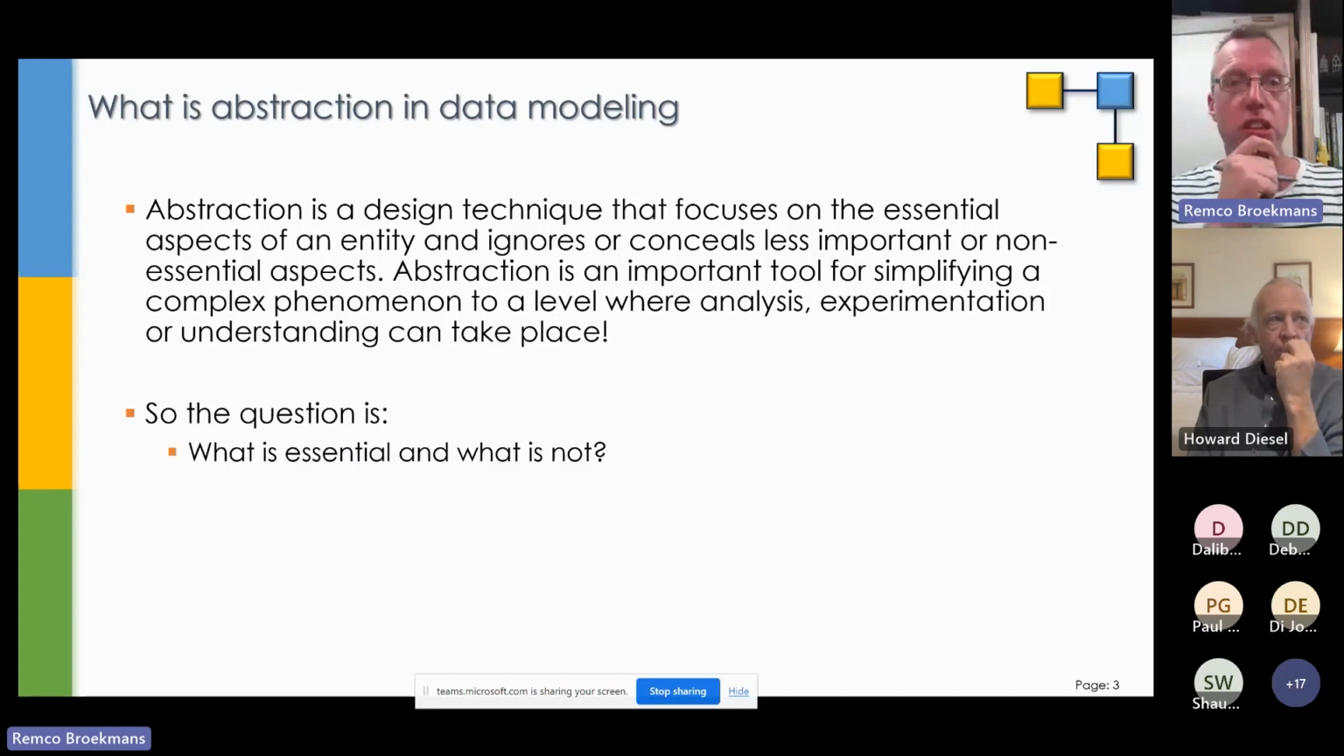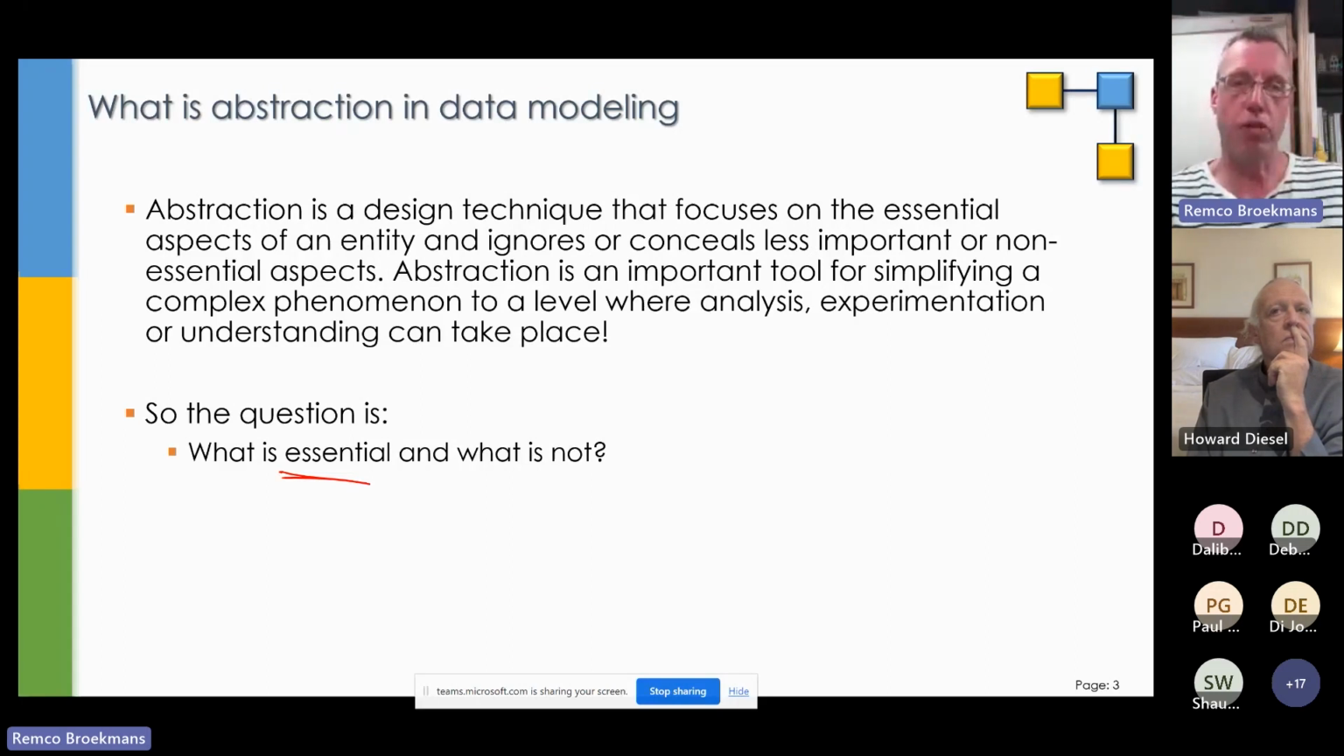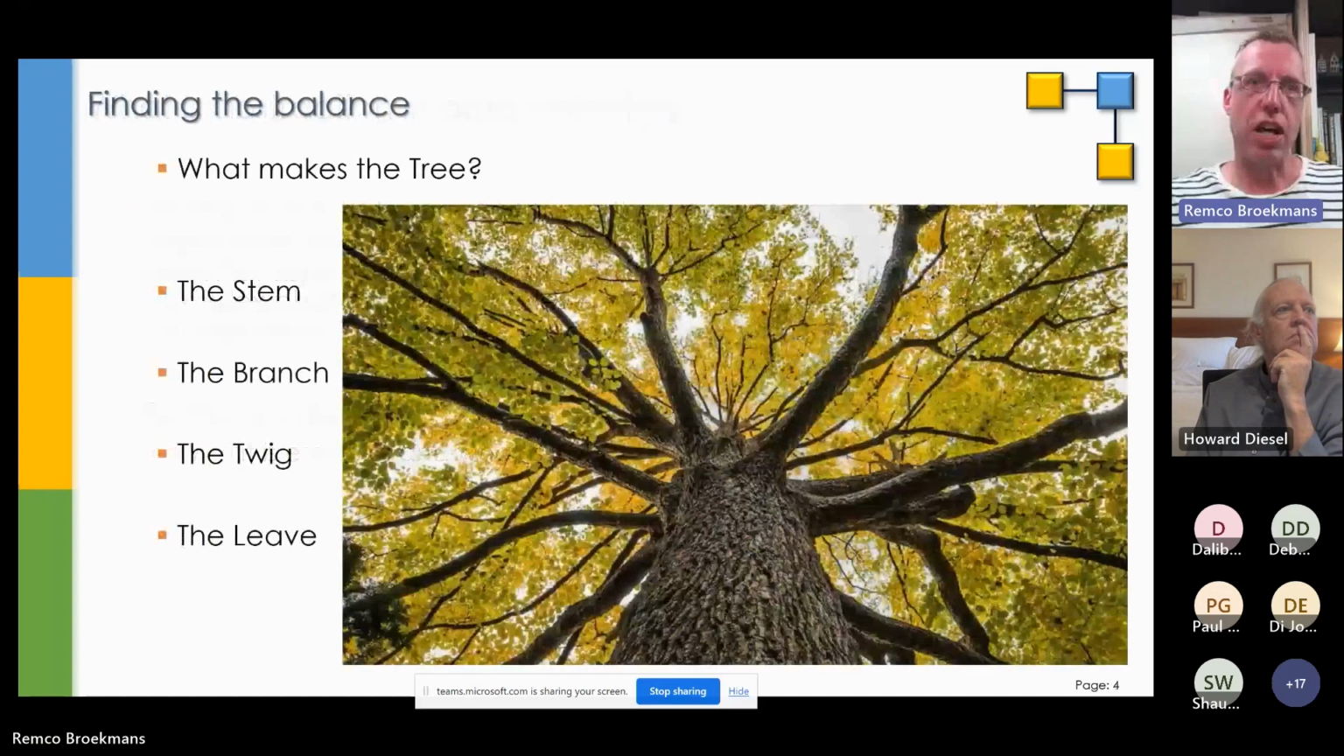And then the question for myself is, what is essential and what is not essential? In other words, what do we really want to model in the end? What is essential for us to still understand what we're talking about, so that if we're talking about this part, we still know what it is and it's important to us? And at the same time, you have to find a balance. What is making the tree? Is it the stem, the branch, the twig, the leaf, or everything together?